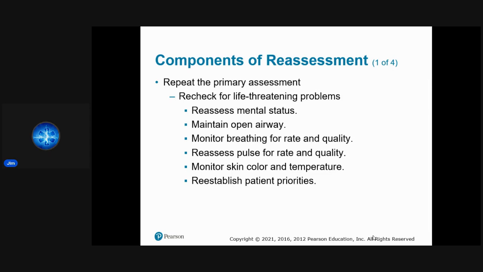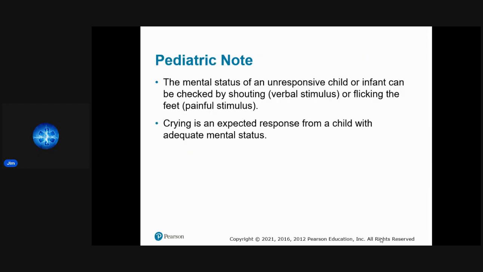We're going to constantly monitor the skin tone or color, and temperature. And we're going to reestablish patient priority. So remember, we talked about in the primary assessment chapter that sometimes these priorities can change. Maybe it was a stable patient, now for some reason it's become unstable, or vice versa. Maybe it started off as an unstable patient, and because of the interventions we've done, now the patient is more stabilized or more stable.